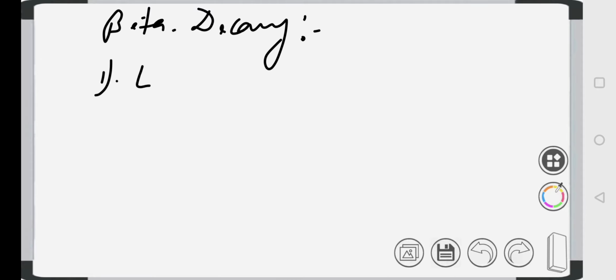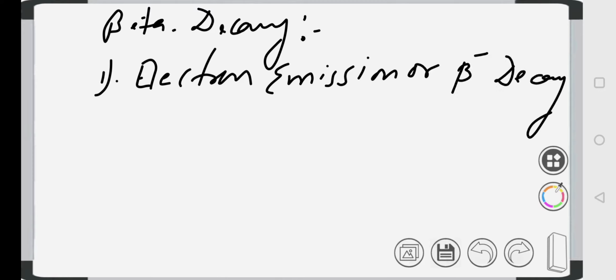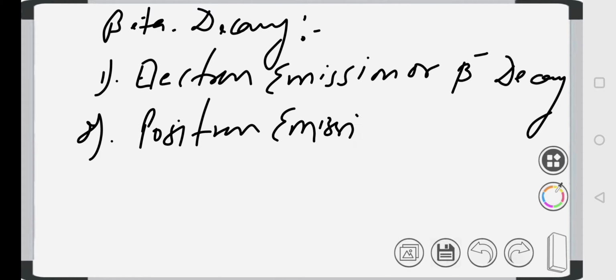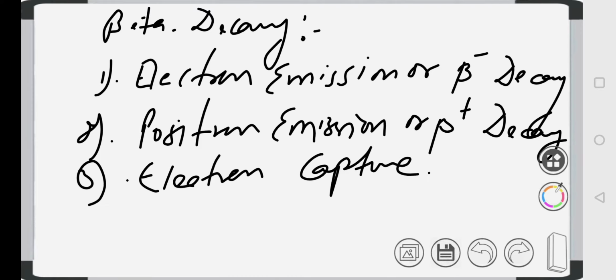Number one, electron emission, or we can say beta negative decay. Number two, positron emission, or beta plus decay. Number three, electron capture.